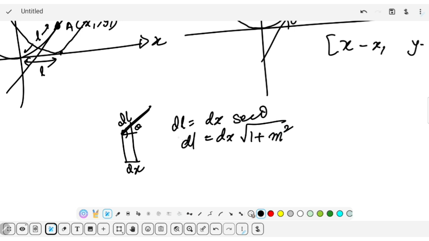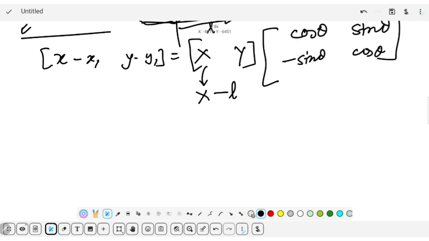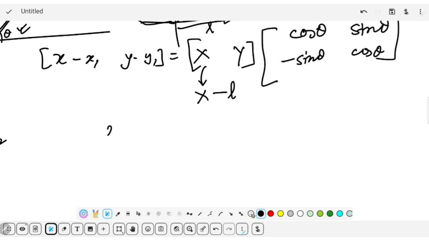This is dl, and we need to sum, or rather I should integrate. But for this question I will do a summation for all possible dx, and using that I will calculate the perimeter, and after that I will shift. So what is my final expression looking like?